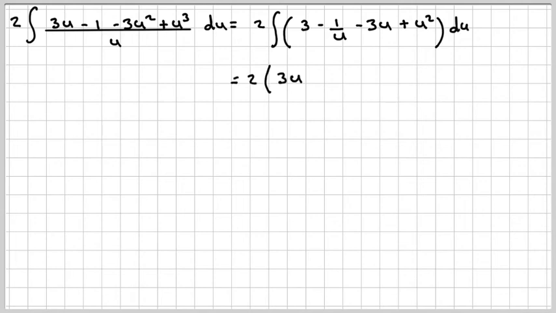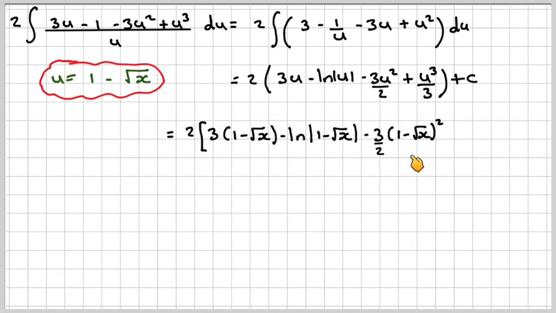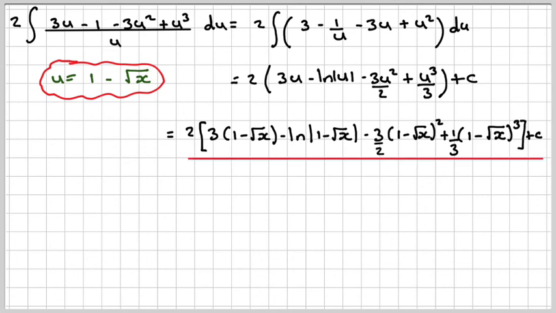So we've got the 2 in the front, we've got 3u minus ln of the absolute value of u, minus 3u squared over 2, plus u cubed over 3, plus c. U is equal to 1 minus root x, so we're going to have 2 times 3 times 1 minus root x, minus ln of the absolute value of 1 minus root x, minus 3 times 1 minus root x squared over 2, plus 1/3 of 1 minus root x cubed, close bracket, plus c, because we've got 2 outside.